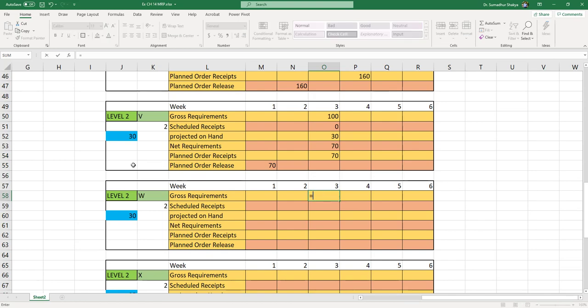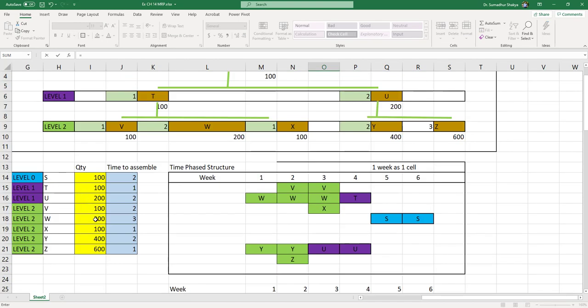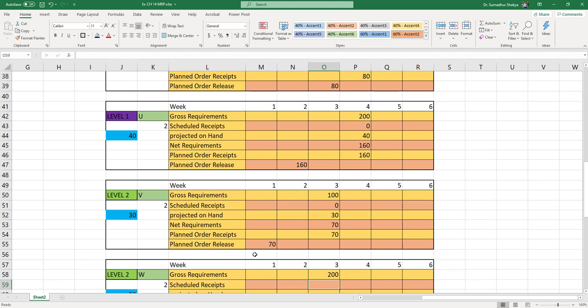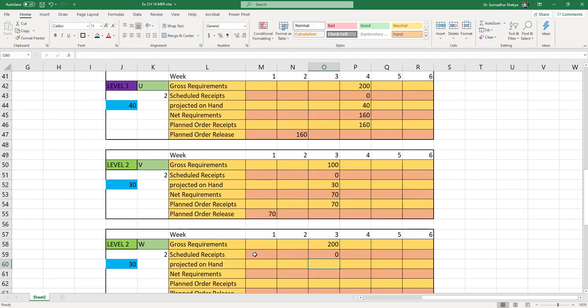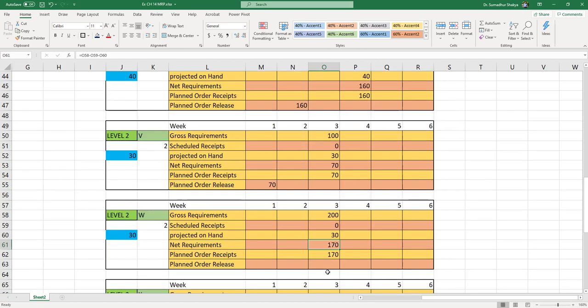So gross requirement for W is 200 units, 0 scheduled receipts, projected on hand is 30, therefore I need about 170 units, which is 200 minus 0 minus 30. Now it takes 3 weeks, so I need 1, 2, and 1 more. So I need 3 more weeks.